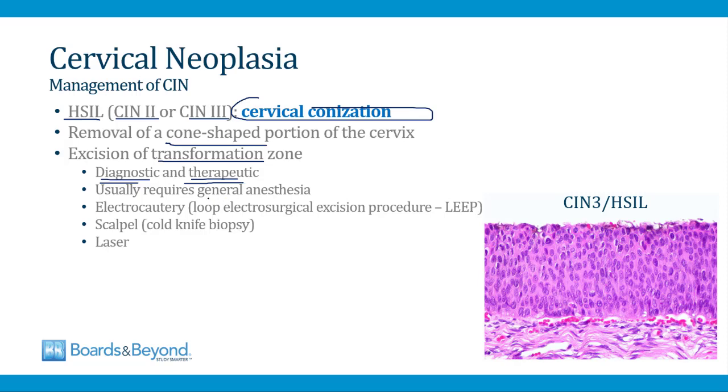This usually requires general anesthesia, and there are a couple of ways it can be done. One is through electrocautery, which involves using an electrical knife technique called a loop electrosurgical excision procedure, or a LEEP. The other option is to use a scalpel. This is called a cold knife biopsy. There are also ways to do this using a laser.